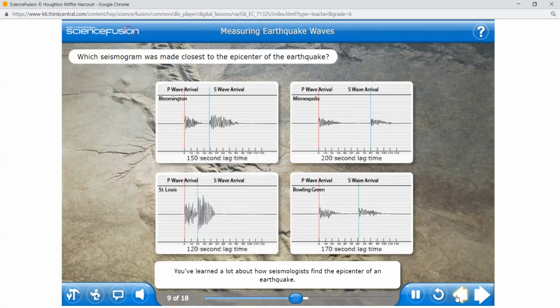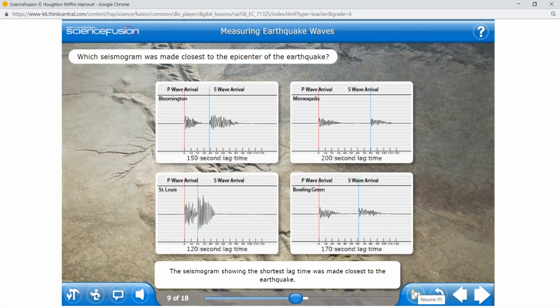You've learned a lot about how seismologists find the epicenter of an earthquake. The time between the arrival of the P waves and S waves is called lag time. Seismologists use the lag time to determine how far the seismometer is from the epicenter. The seismogram showing the shortest lag time was made closest to the earthquake.